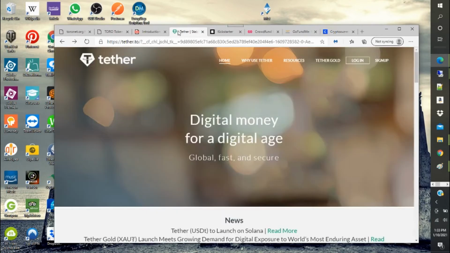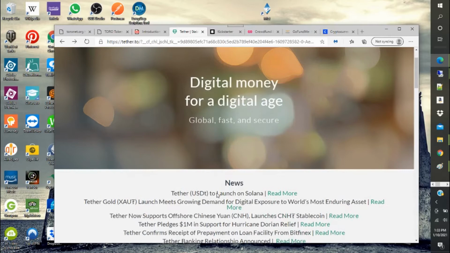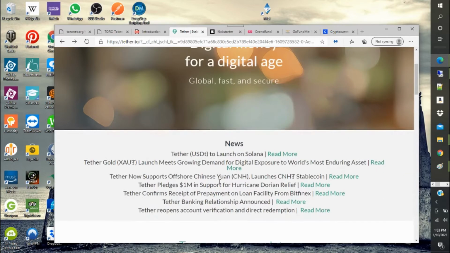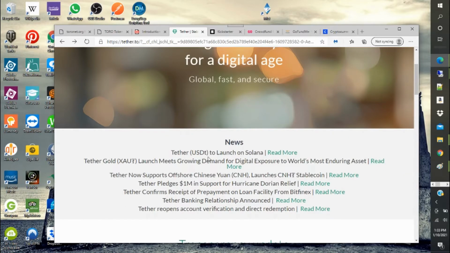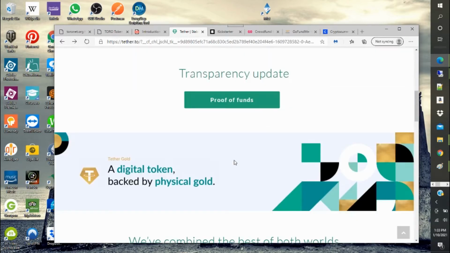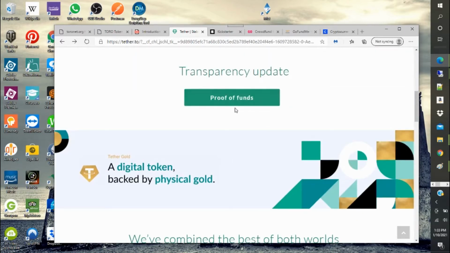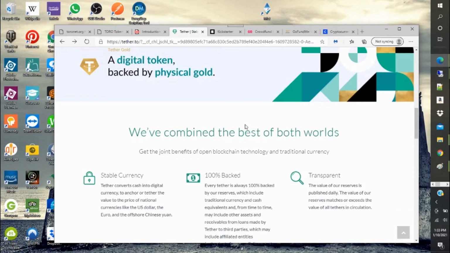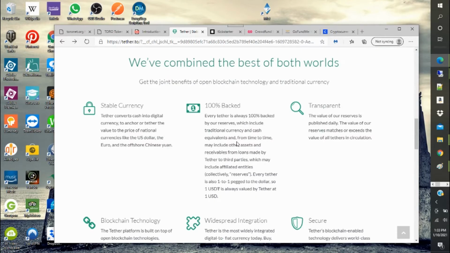And when you look at the Tether website, they do also describe it as digital money for the digital age, and they are supposed to have a backing. There's a proof of the funds, which is basically showing what they have here. I presume they're going to show that the reserve balances out with the amount of Tethers they've created. So there's a description.